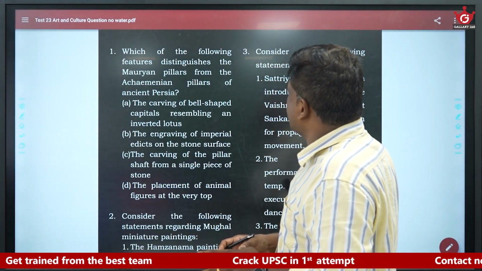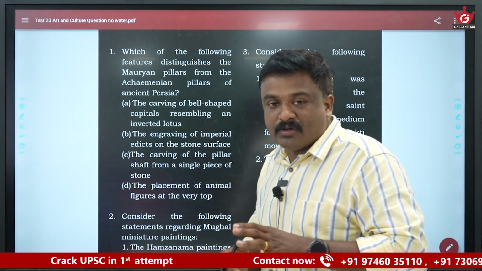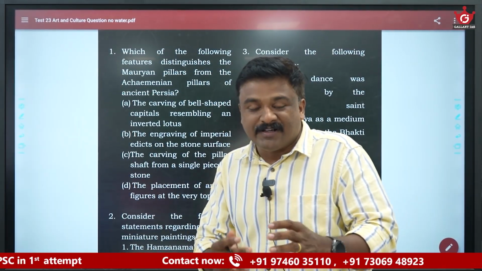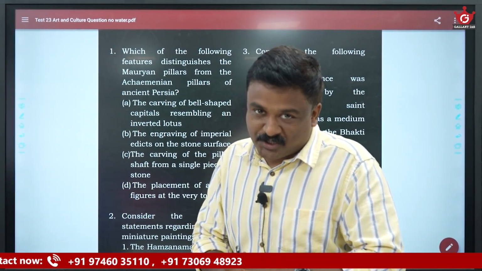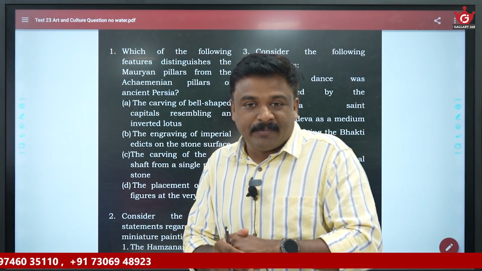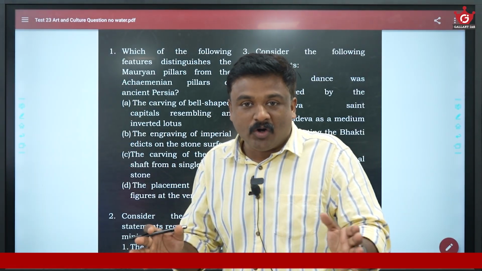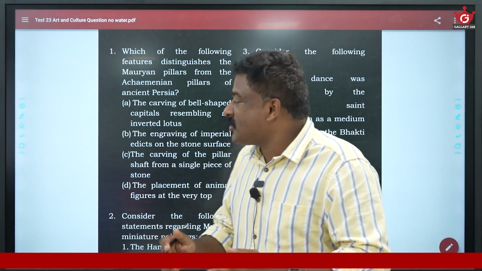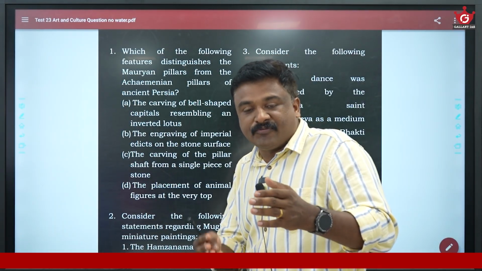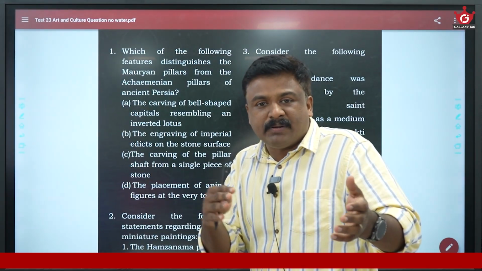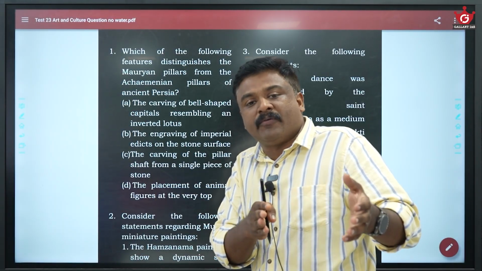Which of the following features distinguishes the Mauryan pillars from the Persian pillars? So we know that when you study these Mauryan pillars or Ashokan pillars, the first thing that should come into your mind is that they are monolithic structures. They are epigraphical monuments, for the purpose of engraving the Ashokan inscriptions. They are not part of any architectural structures. Yes, and they are made of single rock. Persian pillars are part of architectural palaces and buildings, and they are made up of multiple pieces of stone.